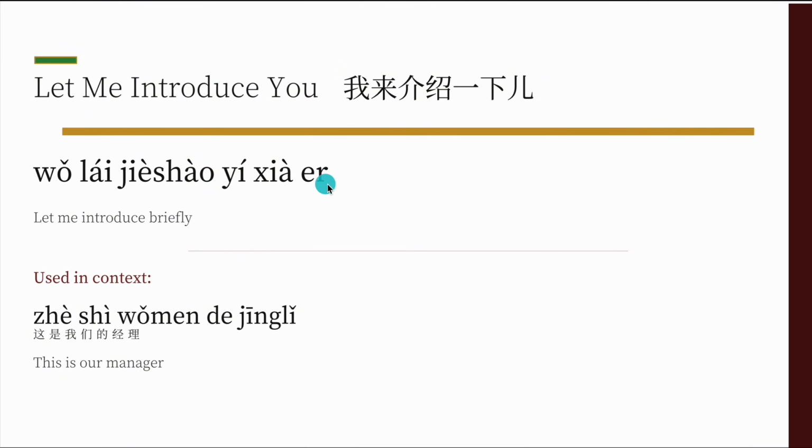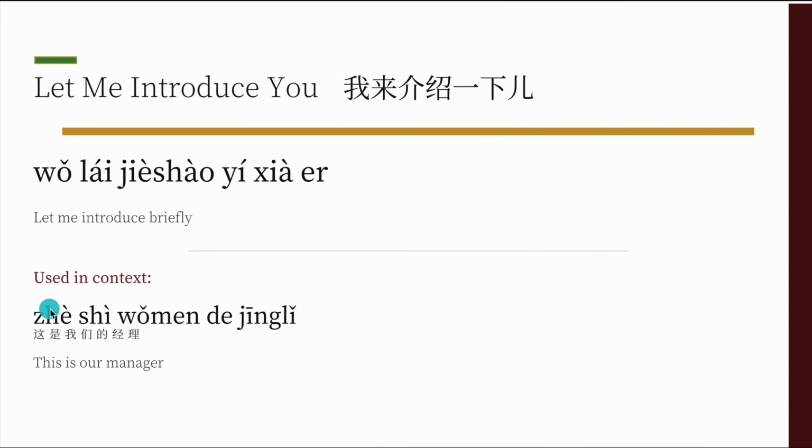So this is a set phrase. You use it this way. Don't remove anything from any of the positions. Let's take it again. 我来介绍一下. Can you repeat it? 我来介绍一下. Again. 我来介绍一下. Faster this time around. 我来介绍一下. Let me come and introduce briefly.